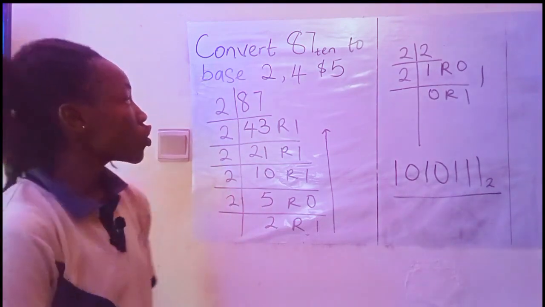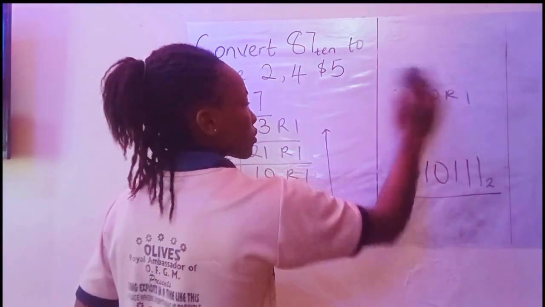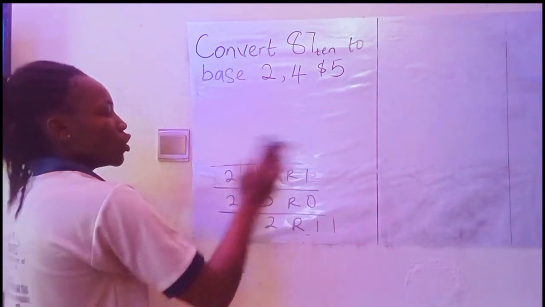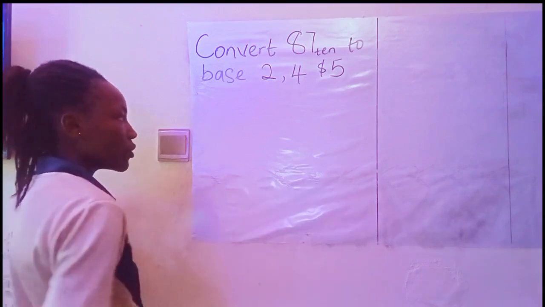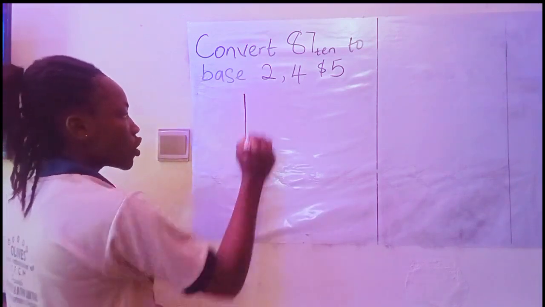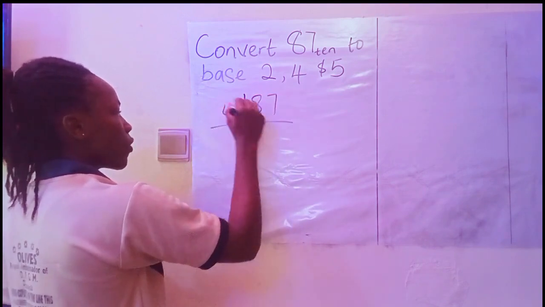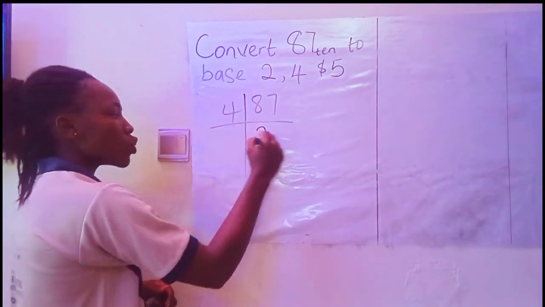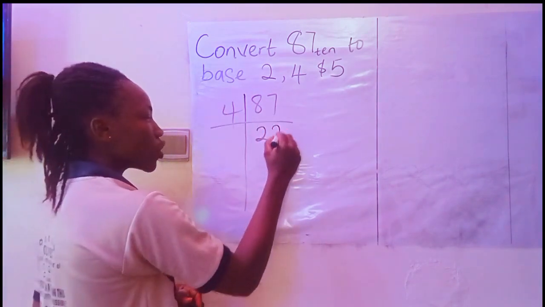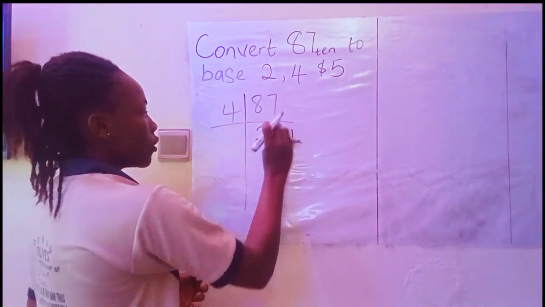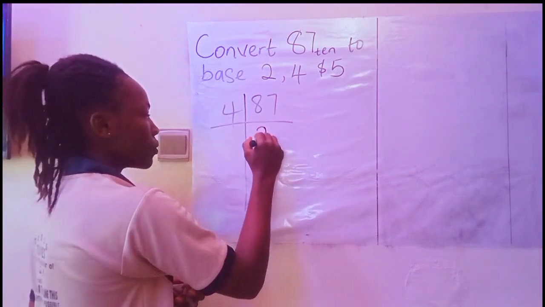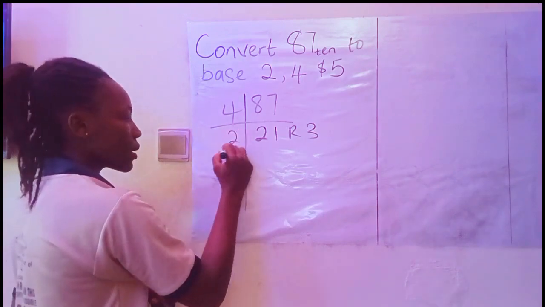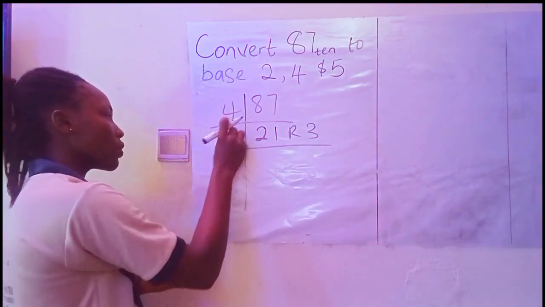Now let's go on to change it to base 4. While changing it to base 4, we are still going to use 4 to divide 87. Using 4 to divide 8, we are going to have 2. 4 in 7 will give us 1, remainder 3.